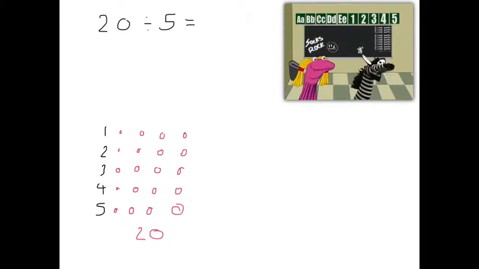Now, we count how many dots we have in one of those groups. So we've got 1, 2, 3, and 4. So the answer to 20 divided by 5 is 4.